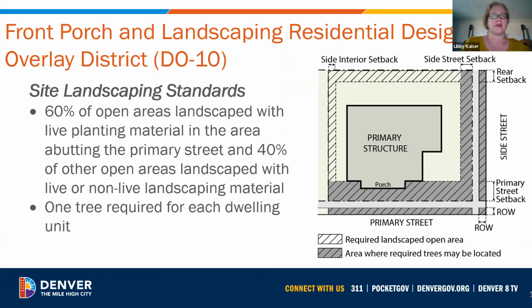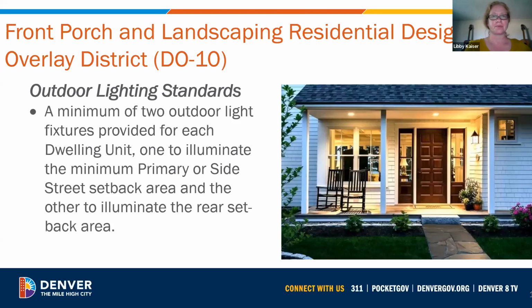And then this overlay also includes some enhanced landscaping standards and requires 60% of open areas be landscaped with live material, and then 40% with non-live landscaping material. And it also requires 1 tree for each dwelling unit within the primary or side street setback or in the adjacent street right of way. And finally, the overlay requires 2 outdoor light fixtures for each dwelling unit intended to illuminate the primary or side street setback as well as the rear setback area.